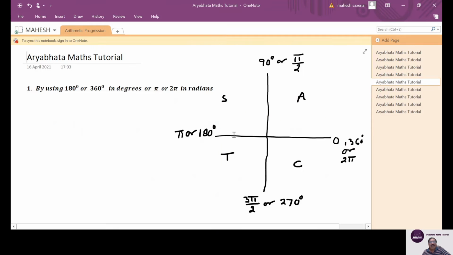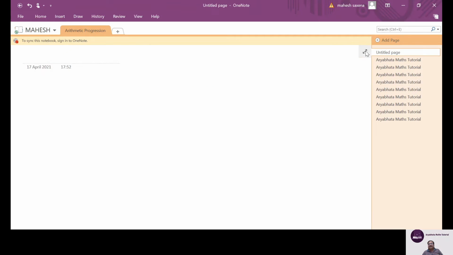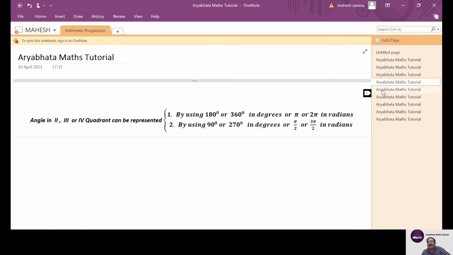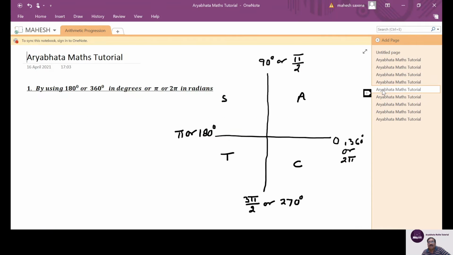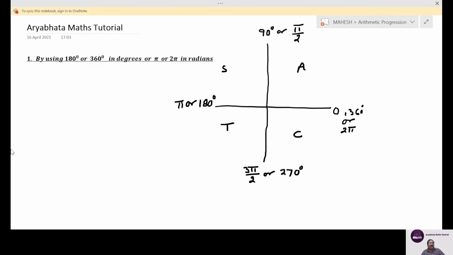Now, in the first method, I will describe how to know the trigonometric ratios if the angle lies in the second, third and fourth quadrant by using 180 degree or 360 degree, or pi or 2 pi in radians.